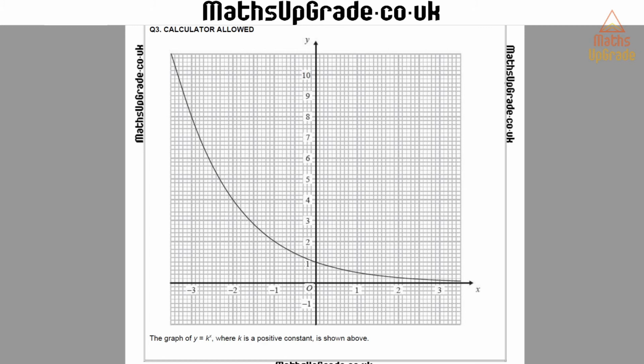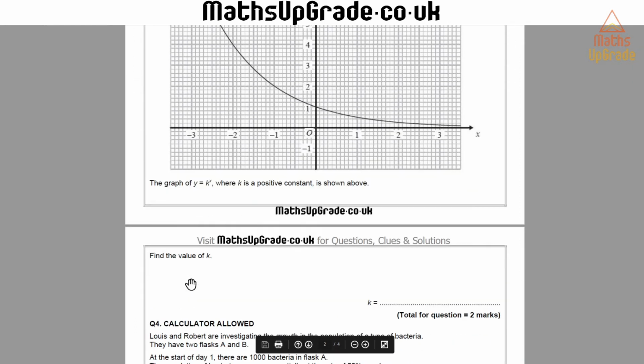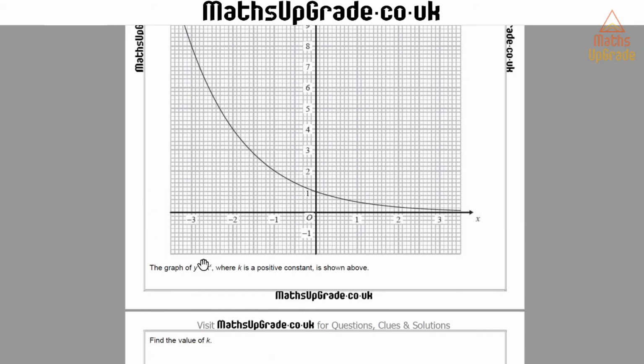Question 3. Given the graph of y equals k to the x, where k is a positive constant. Let's remember this is a constant here. Not necessarily a whole number, not an integer, but a constant. That means it doesn't vary, so this is a fixed number for k. The question states, for 2 marks, find the value of k.